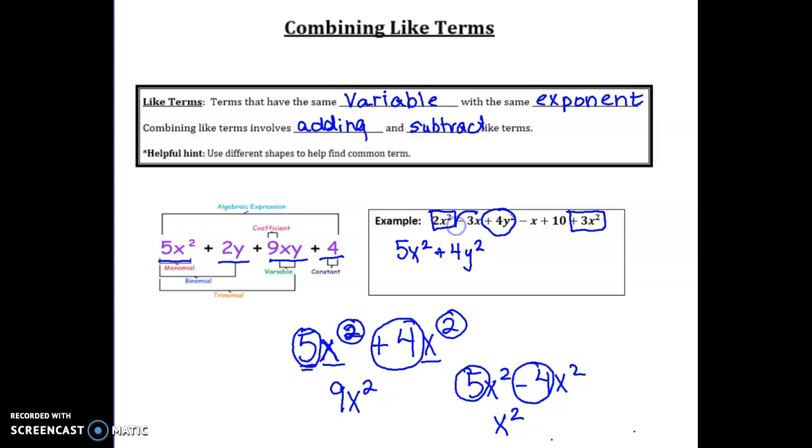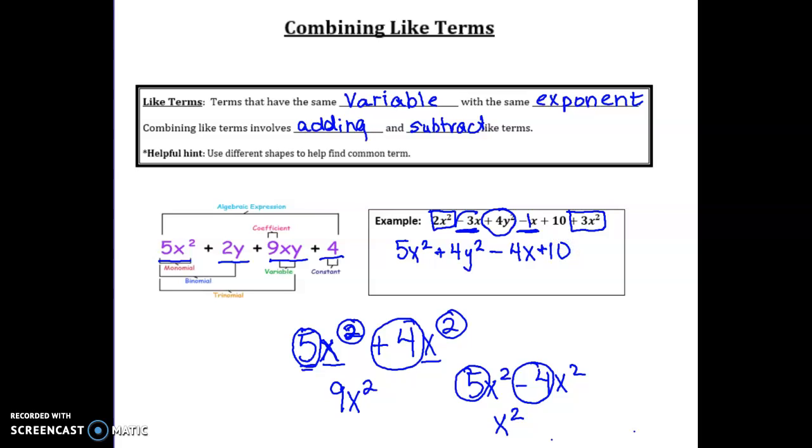All right, and then now if I've got a negative 3x and a minus x, I'm going to look at my two coefficients, negative 3, and this is actually a minus 1. Remember, the 1 we don't write, so negative 3 minus 1 is a negative 4x. And then our constant is usually the last term. In this case, we don't have anything to combine, so it's just going to be plus 10.